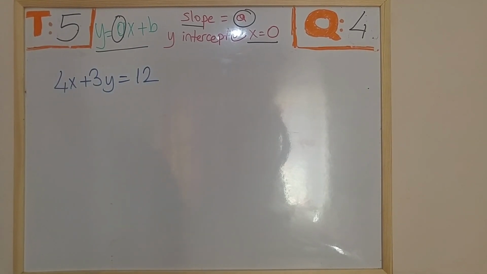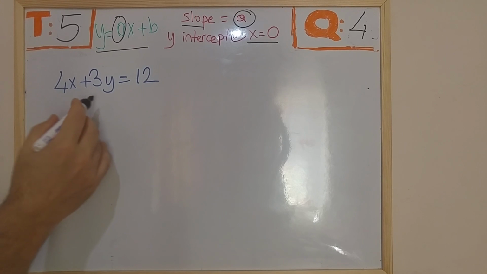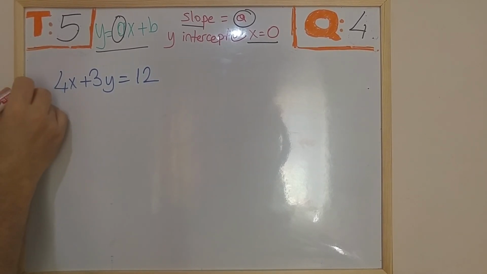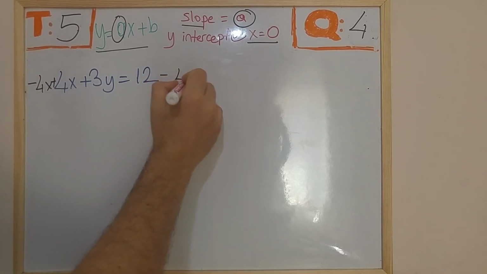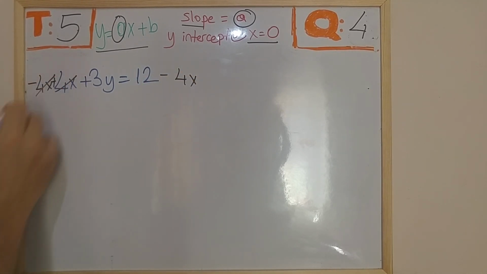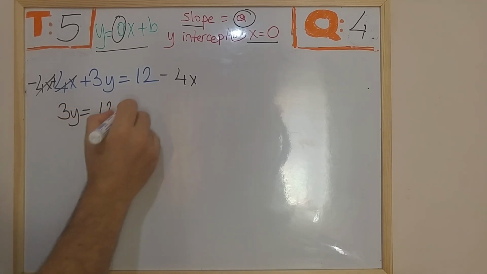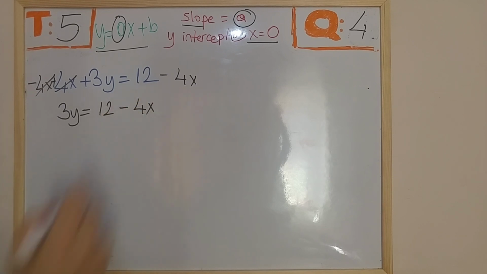This question is not as straightforward as the previous 3 questions. This question is not in the form of y = ax + b. Therefore, we need to take this question into that form first. So to do that, let's leave y alone first. In order to do that, we have to subtract 4x from each side. Therefore, these two cancel out, and we get 3y = 12 - 4x.